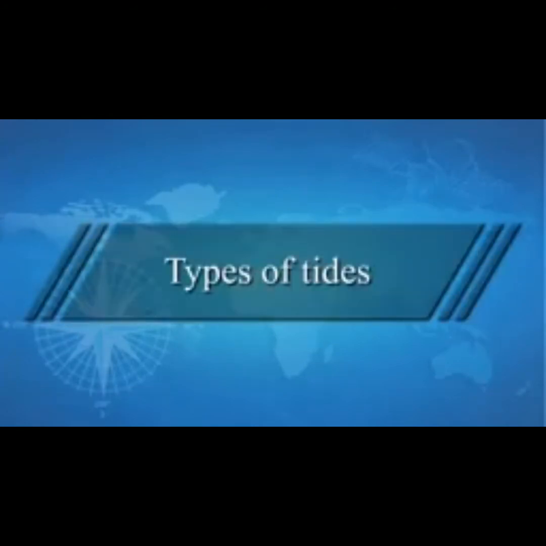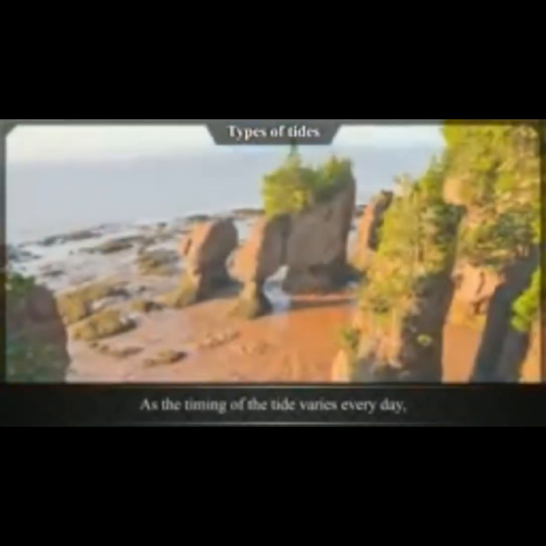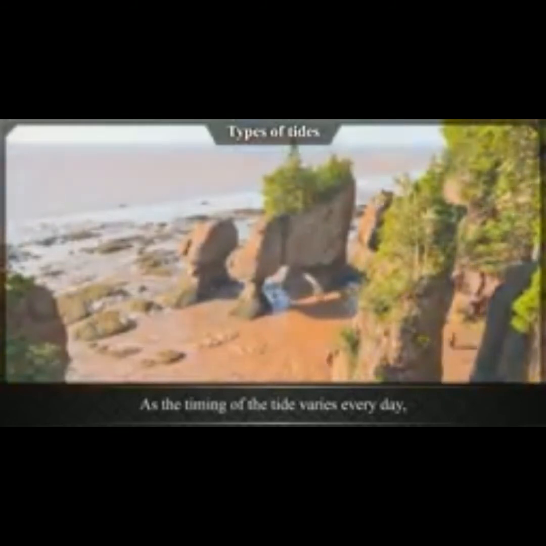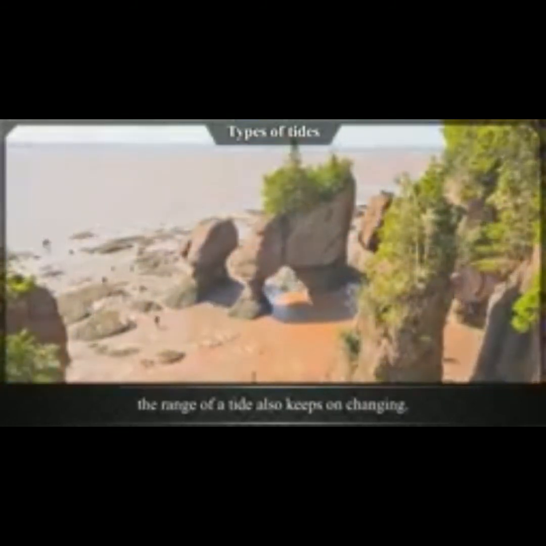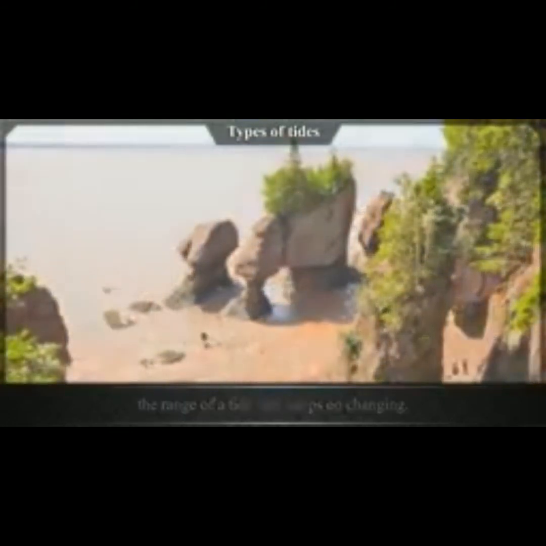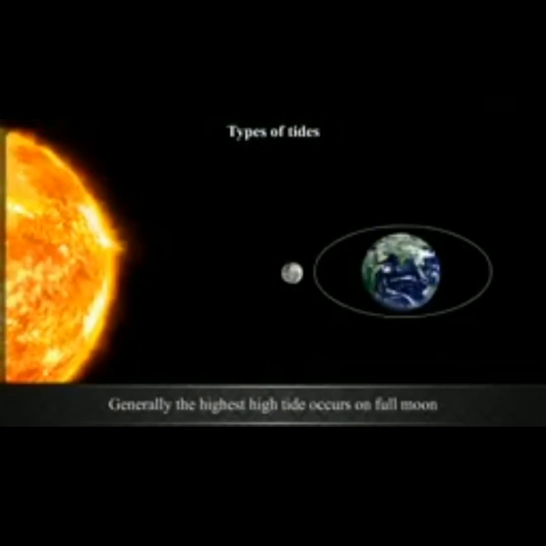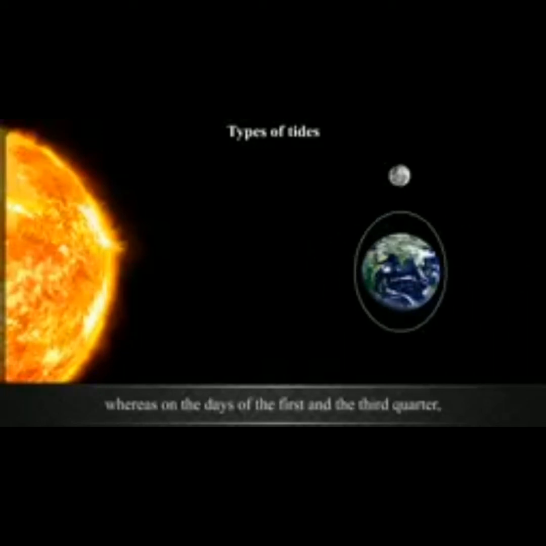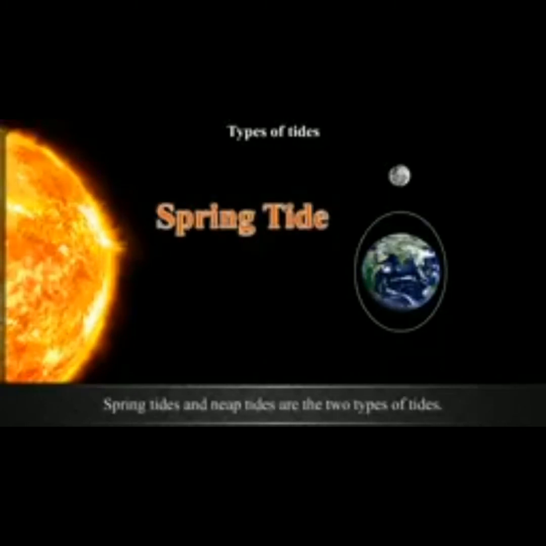Types of tides. As the timing of the tide varies every day, the range of a tide also keeps on changing. Generally, the highest tide occurs on full moon and new moon days, whereas on the days of the first and the third quarter, the high tide is at its minimum. Spring tides and neap tides are the two types of tides.